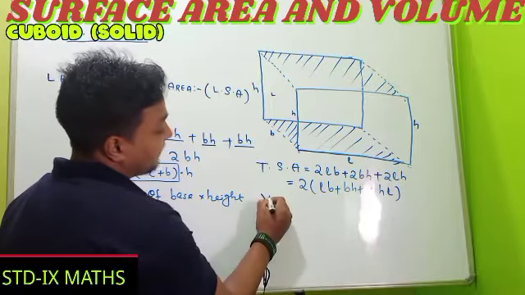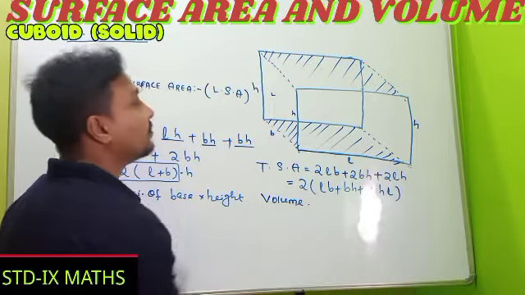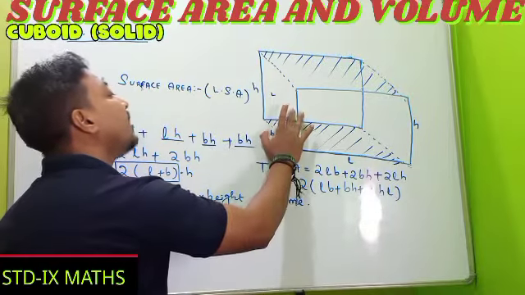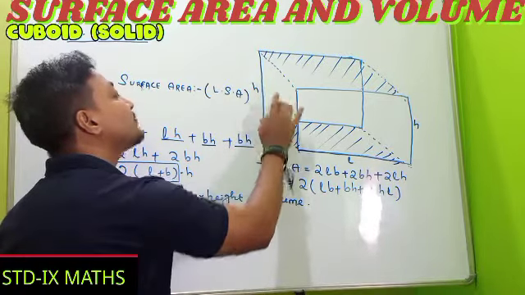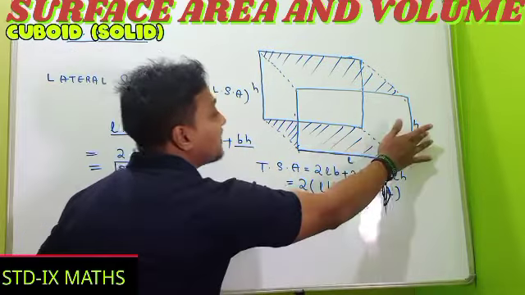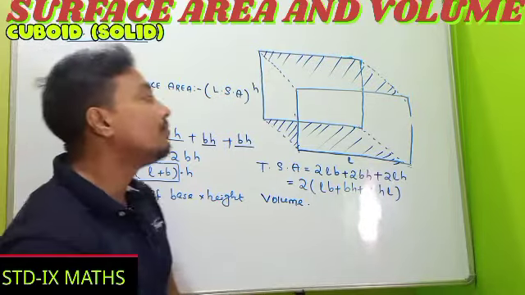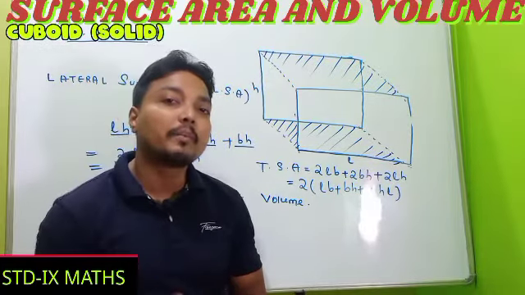Here I am writing volume. Actually, the meaning of the volume is how much space does it occupy. How much space does it occupy? It is called our volume. And how to calculate the volume? It will be how much?